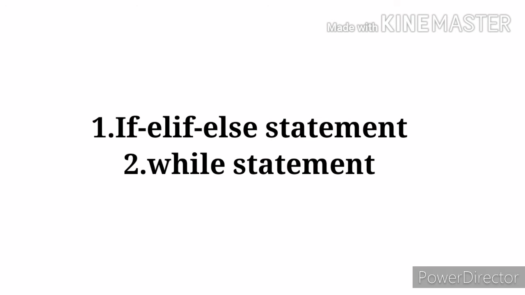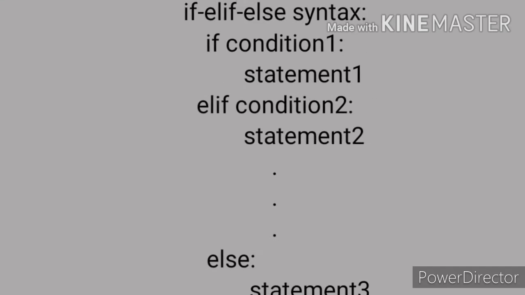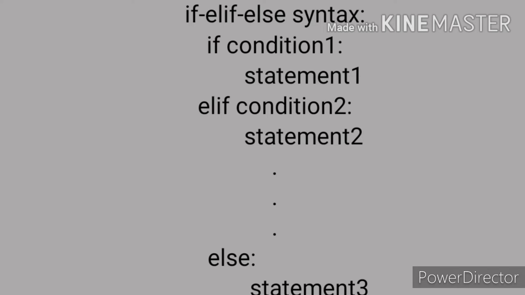To write a program printing Fibonacci sequence, we need if-elif-else statement and while statement. The syntax of if-elif-else statement is as follows. If the condition 1 is true, the statement 1 is being executed. Otherwise, if the condition 2 is true, the statement 2 is executed. If any of the conditions is not true, then finally the statement 3 is executed.